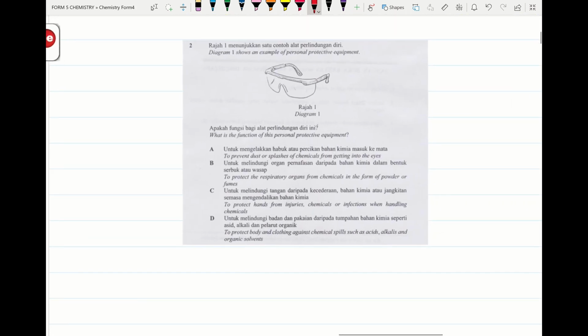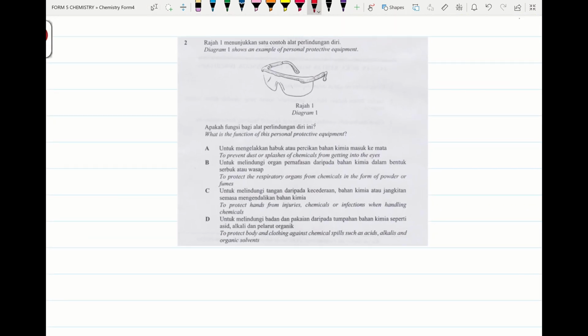Alright, we try to check this question. So what is the function of the personal protective equipment given in the example in the diagram above? So the answer is to prevent dust particles and chemicals from getting into the eye. So the answer will be A.